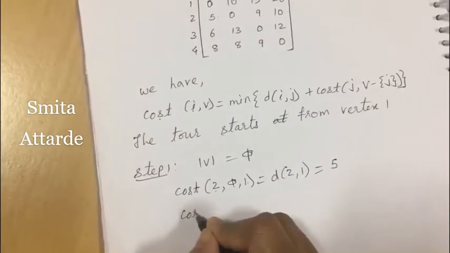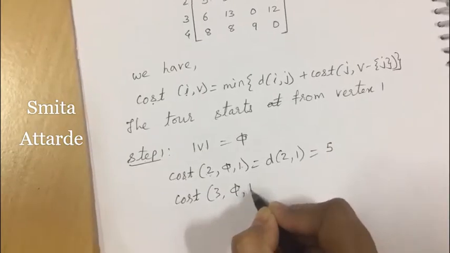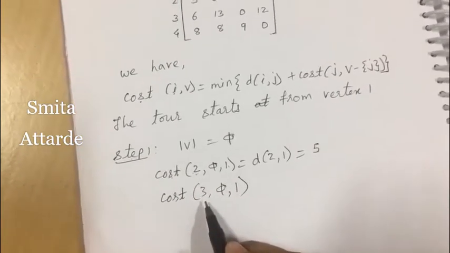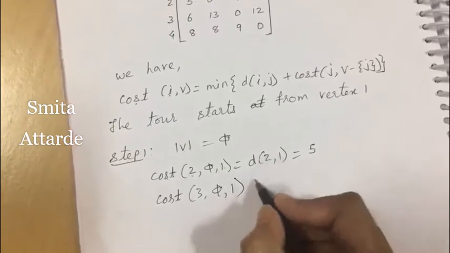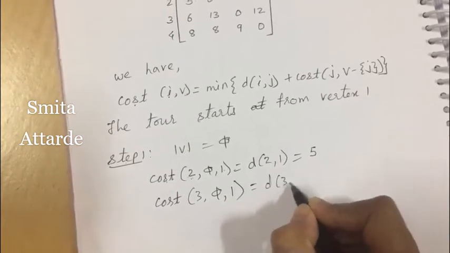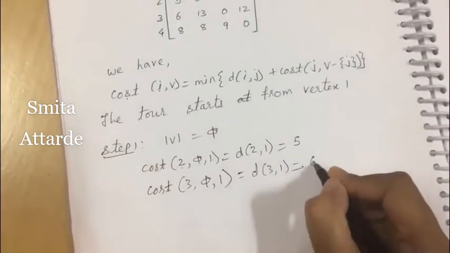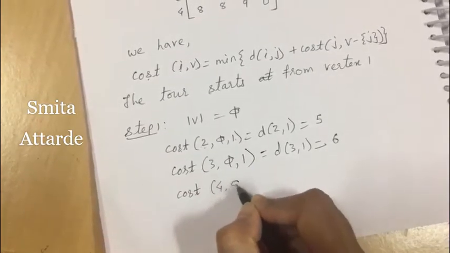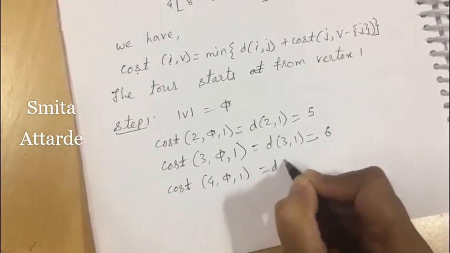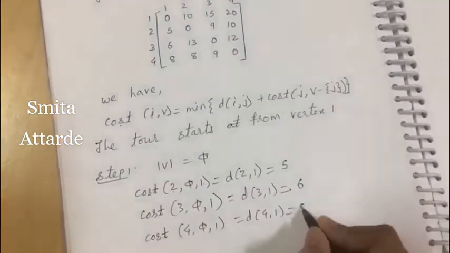Next, now I'll consider the vertex 3, intermediate vertex null. Now we are calculating the distance from 3 to 1 when there is no intermediate vertex. So again this is straightforward, distance of 3, 1. So from the matrix, 3 to 1 is 6. Third case, distance of 4, 1. So from the matrix, 4 to 1 is 8.